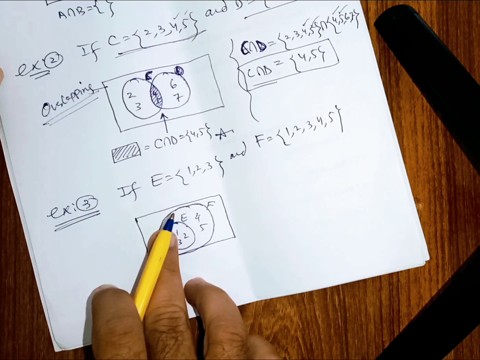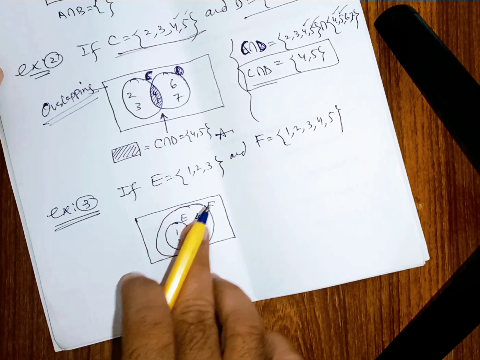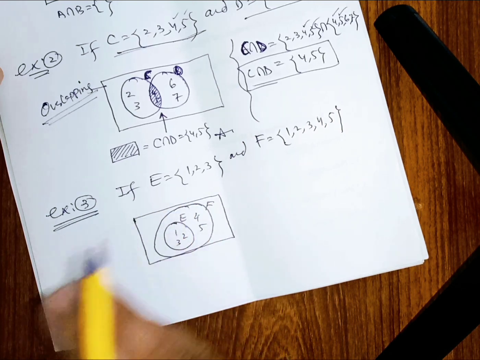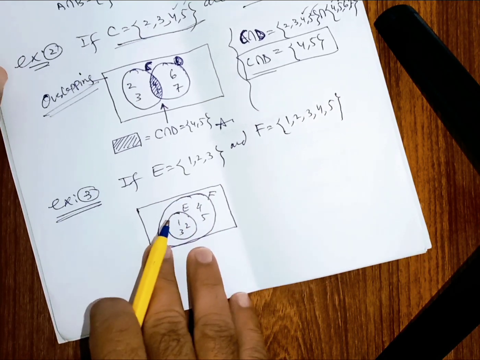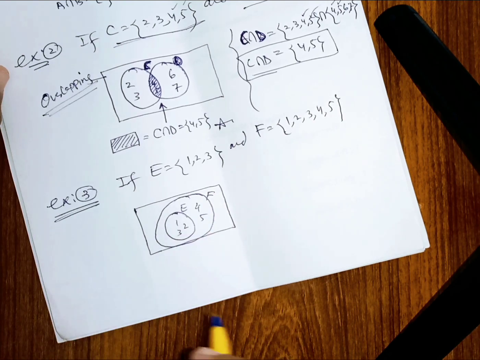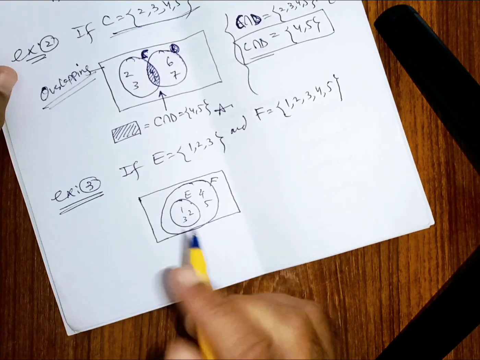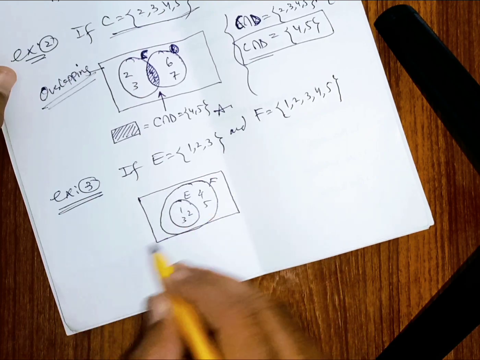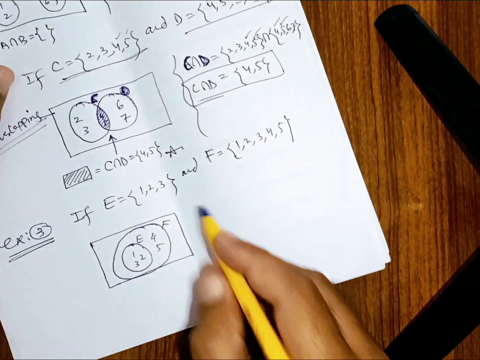Hence we will not write the elements 1 2 3 again in this set F, because this whole is concerned in F. Hence E is also in F. So when we do the intersection, here we go.